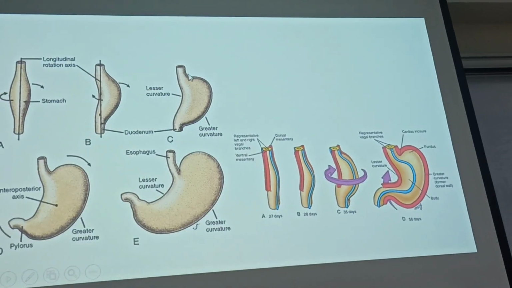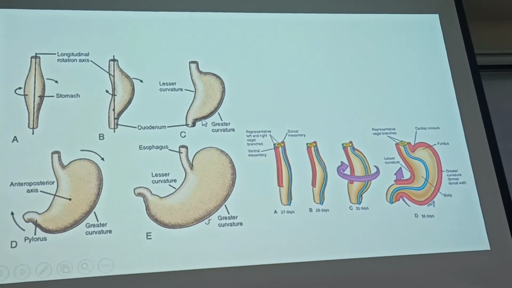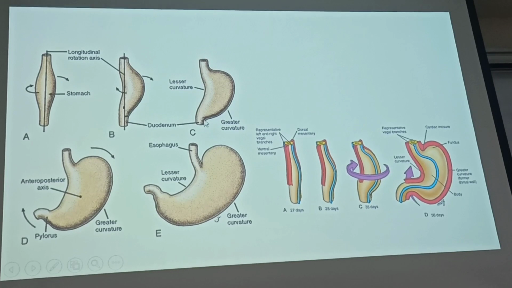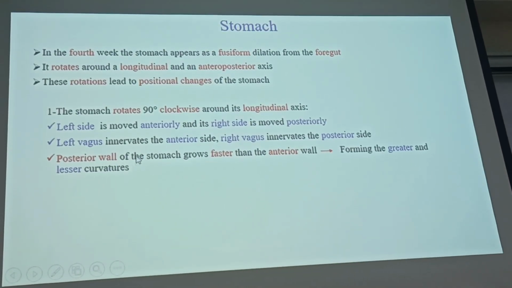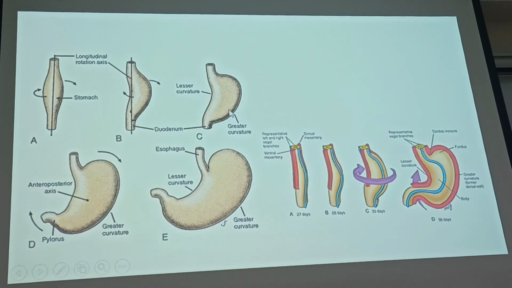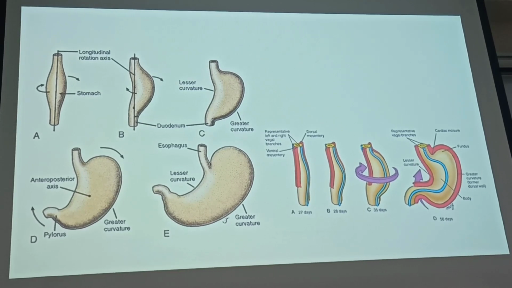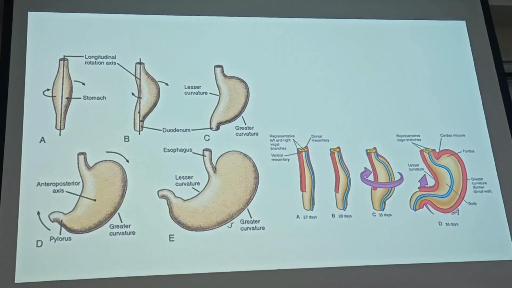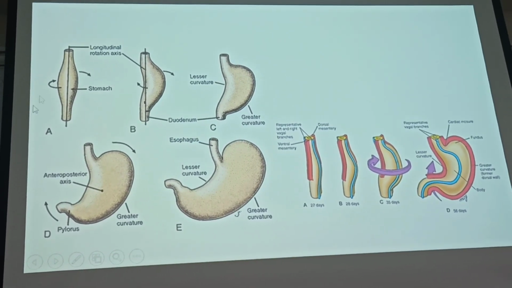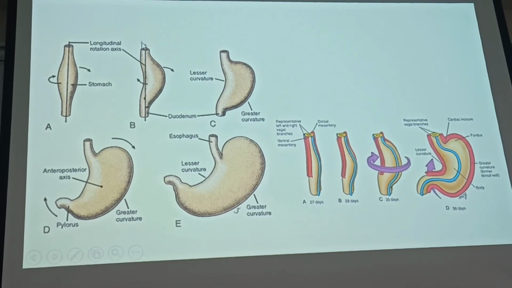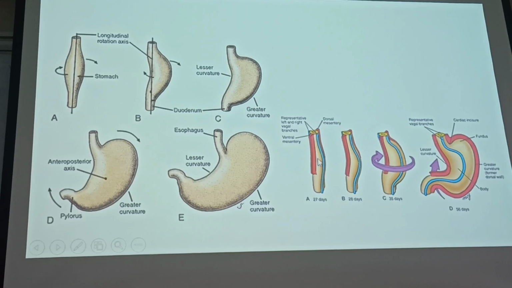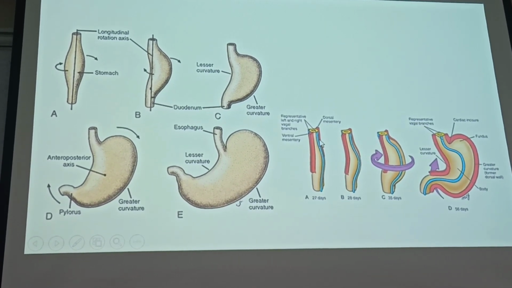Also, the posterior wall of the stomach grows faster than the anterior surface. The posterior part is here, the anterior is here. The posterior wall of the stomach grows faster than the anterior wall. So this leads to the formation of the greater curvature and lesser curvature. The greater curvature is here and the lesser is here. In this slide, you can see the longitudinal rotation of the stomach and formation of the greater curvature and lesser curvature, and the movement of the vagus nerves, left and right.